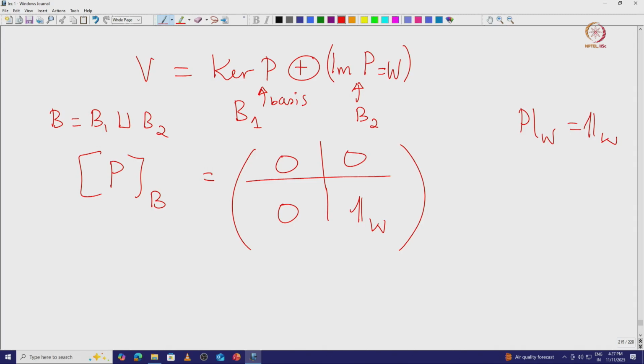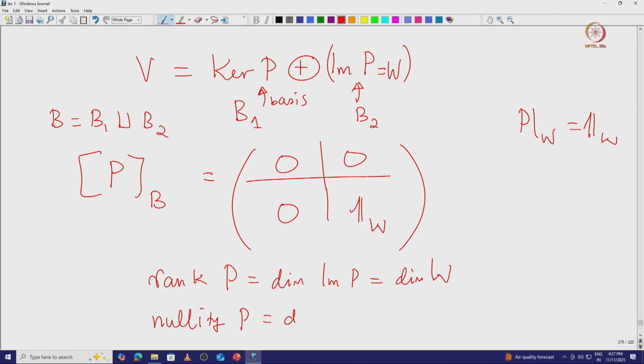So, this is how the matrix of the projection looks. Now, if you look at it from this, we will be able to say everything about the projection. For example, the rank of the projection, which is nothing but the dimension of the image space, is going to be exactly the dimension of W, and the nullity of the projection is the dimension of the kernel of P, which is exactly dimension V minus dimension W. So, these things are immediate for projections.